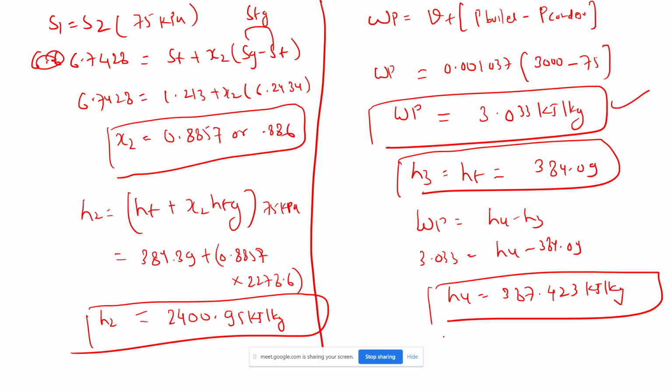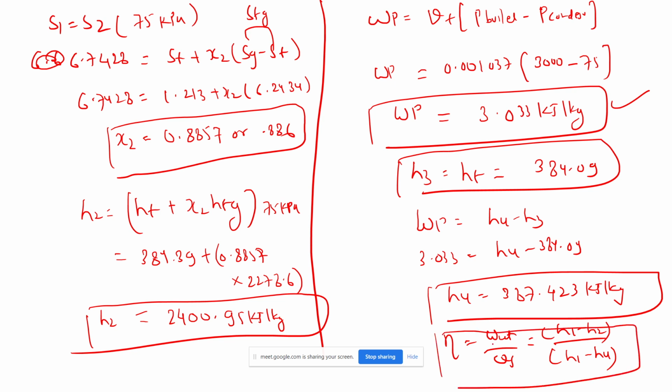So what is the efficiency? Net work upon heat supplied. So net work will be H1 minus H2, divided by heat supplied, which will be H1 minus H4. Just put the values, you will get the answer, because we have already got all the enthalpies. Okay. So what is the answer you have got? 26.01%. Has everyone got it? Because enthalpy at each and every point we have already got, we just have to put the values here.